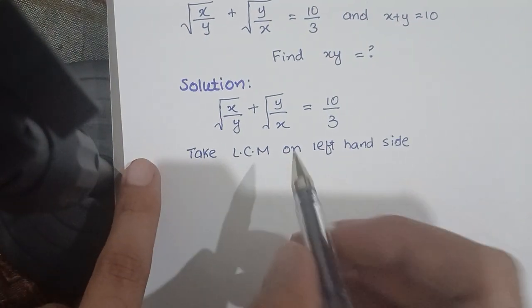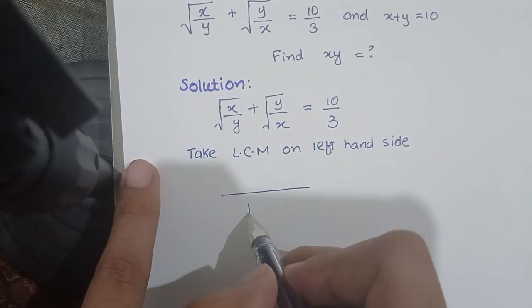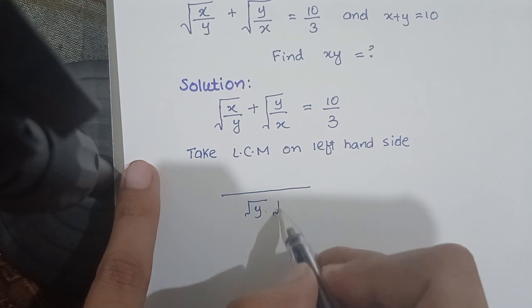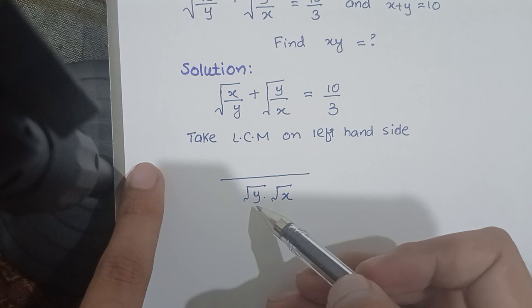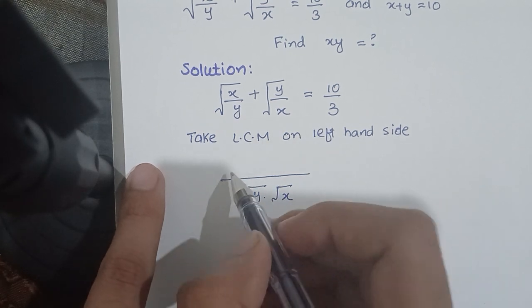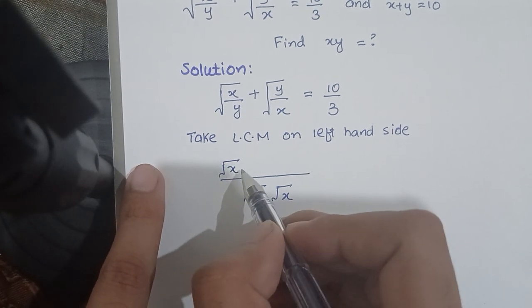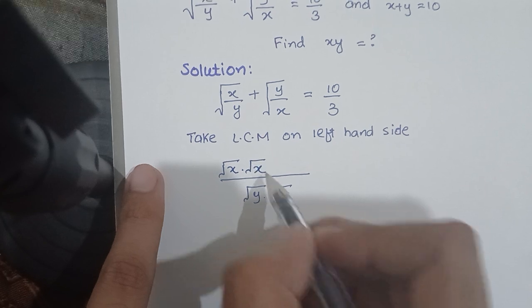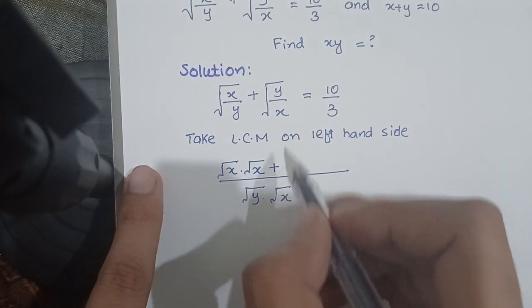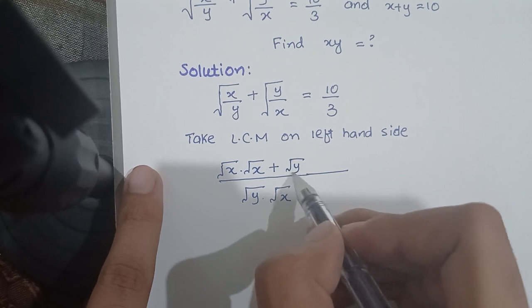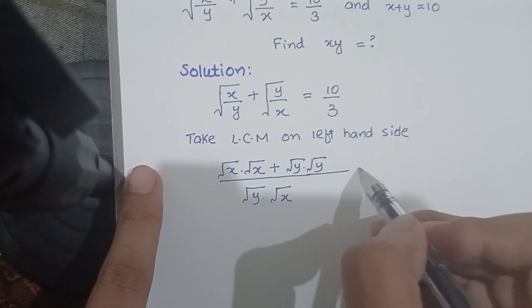So when we take the LCM, under root y dot under root x will be the LCM. Under root y will be cancelled with under root y. We have under root x multiplied by under root x. Similarly, under root x will be cancelled, and under root y will be multiplied with under root y.